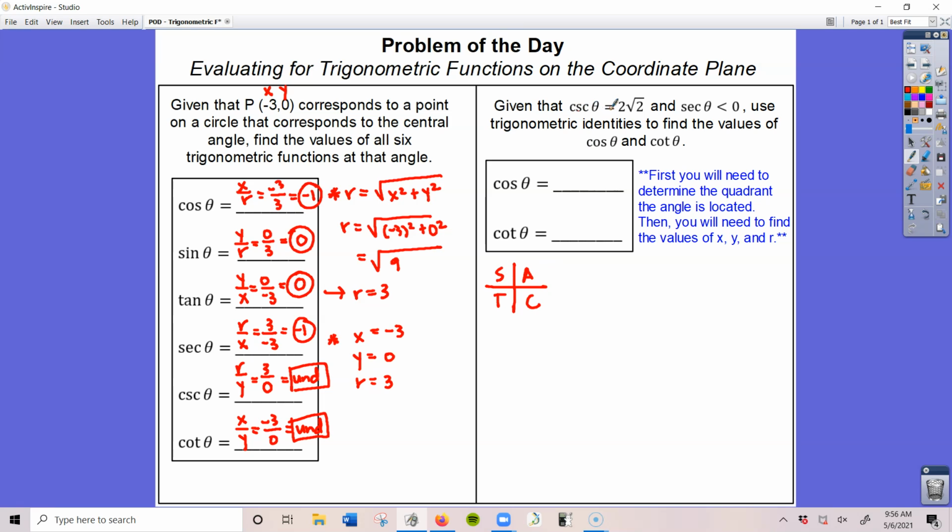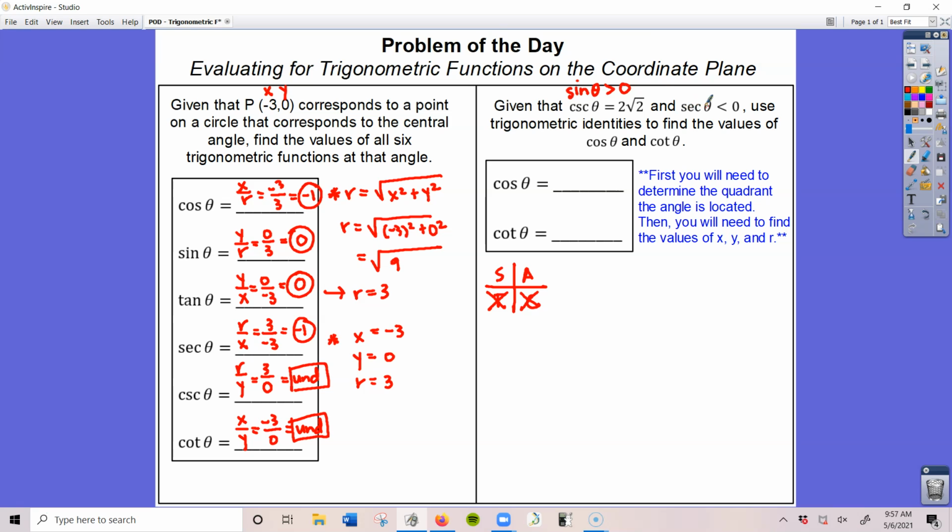We are given cosecant is a positive 2 square root of 2. Now cosecant is the reciprocal of sine. So if cosecant is positive, sine is also positive. So that means that I could eliminate quadrant 3 and quadrant 4, since sine is negative in these two quadrants.